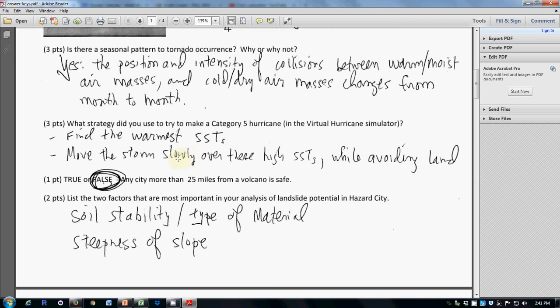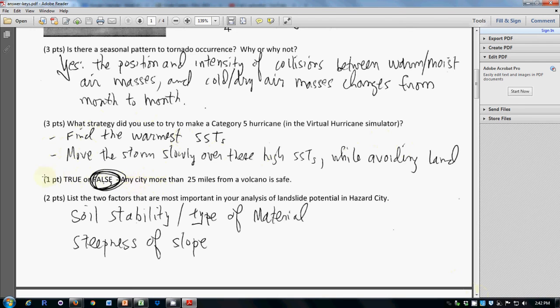Moving the storm slowly, in order to give it a great deal of time to absorb energy from those warm sea surface temperatures, is important to make a powerful hurricane. And if the hurricane manages to avoid landfall, that is the final ingredient in forming a very large storm. So when you act as the hurricane maker, these are the rules.